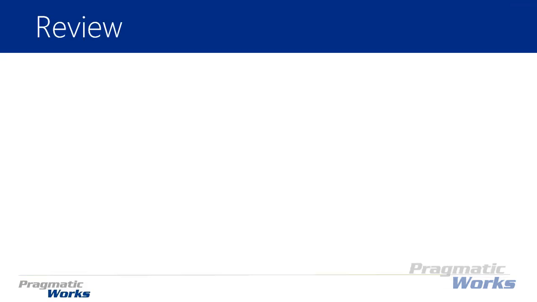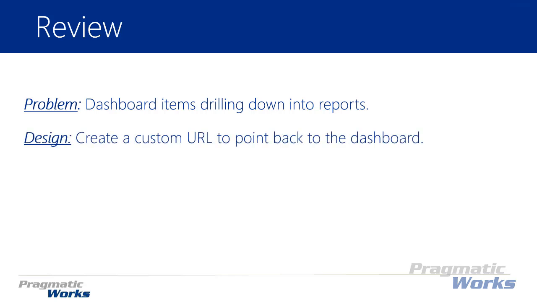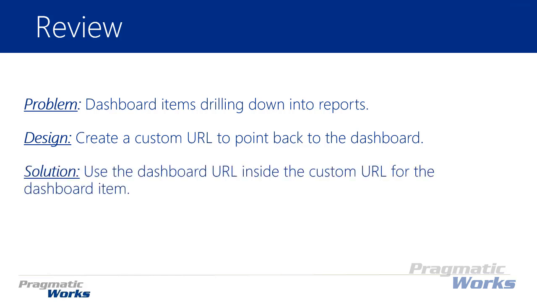Alright, so to quickly review what we're going to do here, our problem is going to be dashboard items that drill down into other reports. We want to prevent that from happening. The way we're going to design this is by creating a custom URL that points back to the original dashboard that we're on, and then we're going to use that dashboard URL inside the custom URL link for that dashboard visual or item. Now, there's one additional step here that we need to be concerned about because it will refresh and it will flash, and we don't want that to happen. So I'm going to show you the trick to that as well. So now we're going to jump back over to the Power BI service, and I'm going to show you how to set this up very quickly inside of a dashboard.